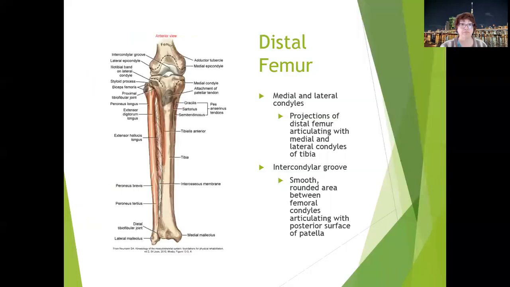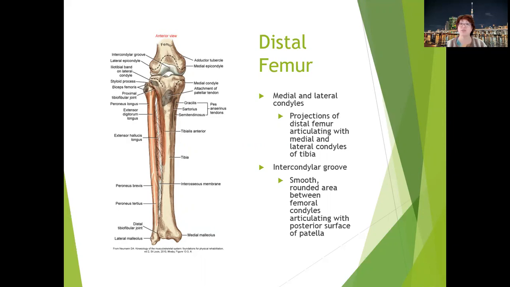the bony landmarks. So the distal femur, we have basically the knuckles of the femur, if you want to think of it like that, the medial and lateral condyles. They're projections of the distal femur that articulate with the medial and lateral condyles of the tibia. So if you recall from chapter 2, talking about condylar joints, which the knee is a condylar joint, we're talking about a fairly rounded convex surface articulating with a fairly shallow concave surface. So that is one of the things that provides the instability.